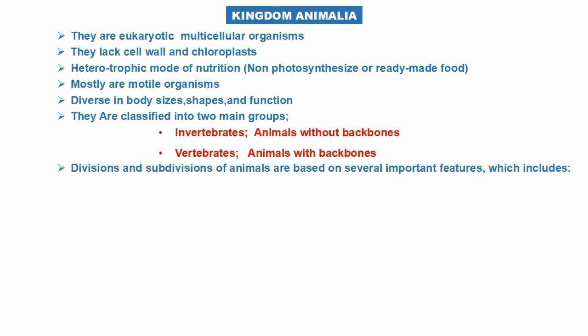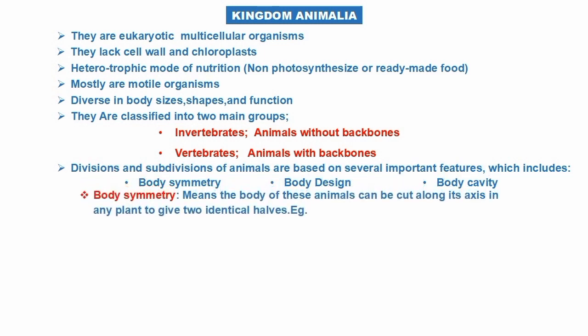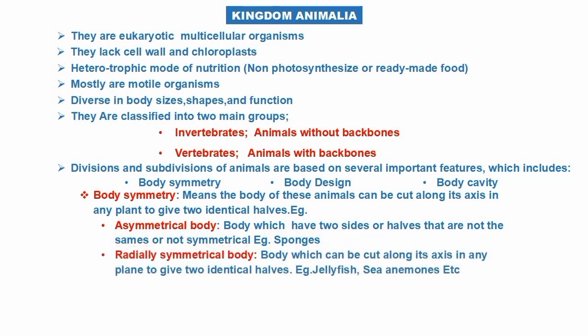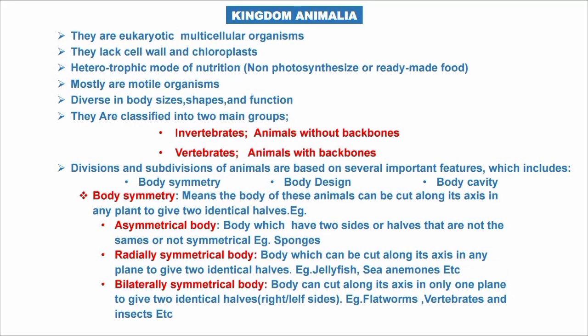The division and subdivision of animals are based on several important features, which include body symmetry, body design, and body cavity. So body symmetry means the body of these animals can be cut along its axis in any plane, not plant, I mistakenly wrote plants, to give two identical halves.